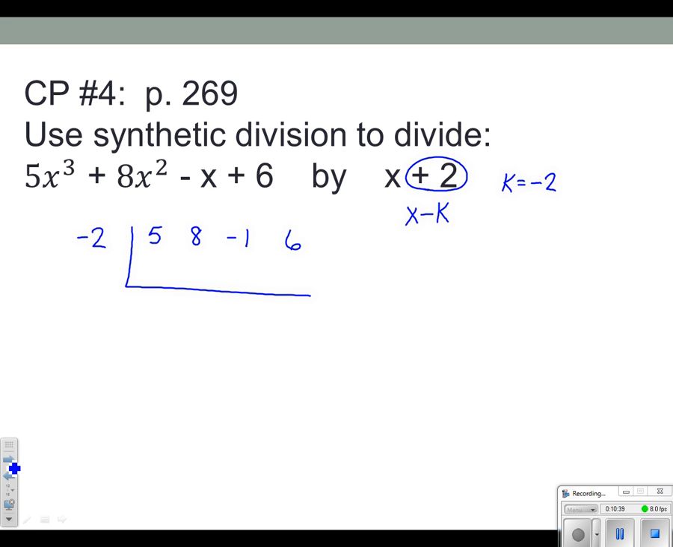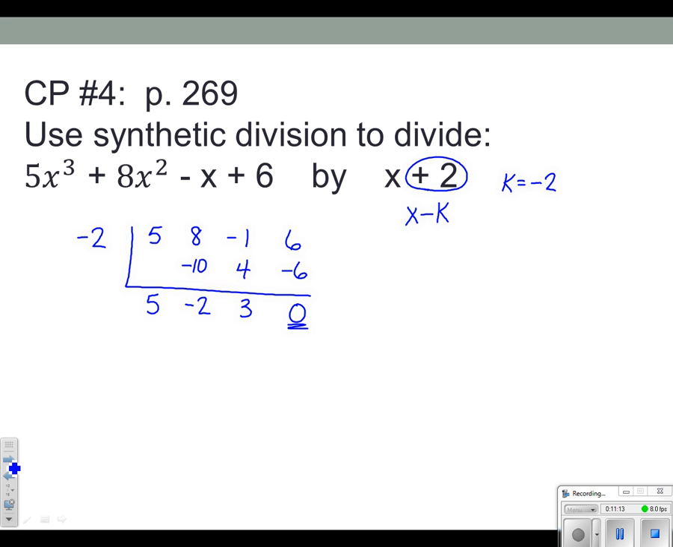All right, so my process. Drop the first one straight down. So I'm going to drop my 5 straight into my bottom. Now I take k, or negative 2, times 5, and I put that product up under my second number. And I combine. 8 and negative 10 together make negative 2. Repeat the process. Take negative 2 times the divisor. So negative 2 times negative 2 is 4. Combine. A 4 and a negative 1 is 3. A negative 2 times 3 is negative 6. Combine.